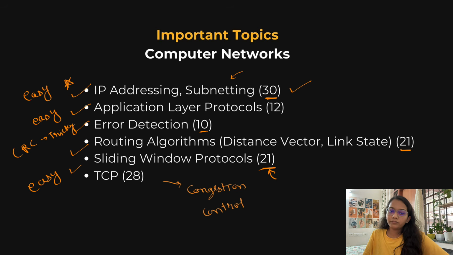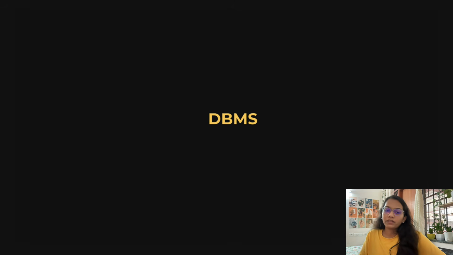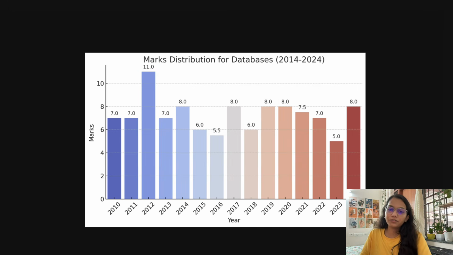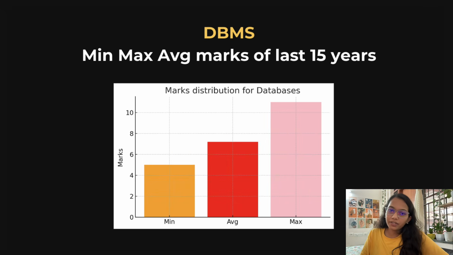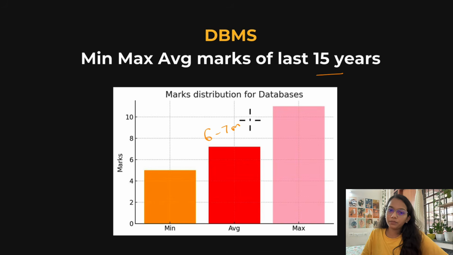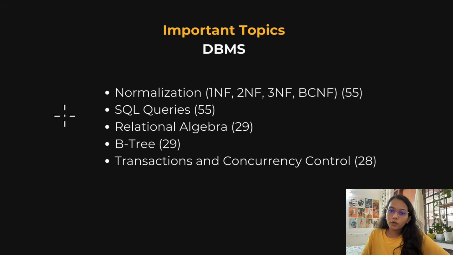Okay, so for TCP also you have to spend some time to understand it well and answer all the questions. The next is DBMS. So this is the marks distribution for DBMS. These are the minimum, maximum and average marks of the last 15 years for DBMS. So you can see on an average 6 to 7 marks are there every year from DBMS. So these are the important topics from DBMS.